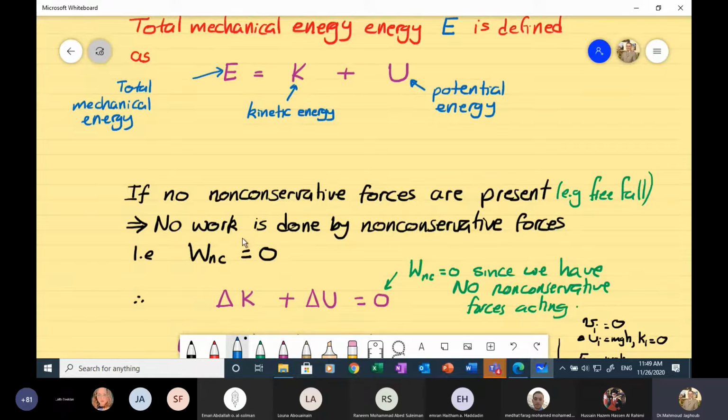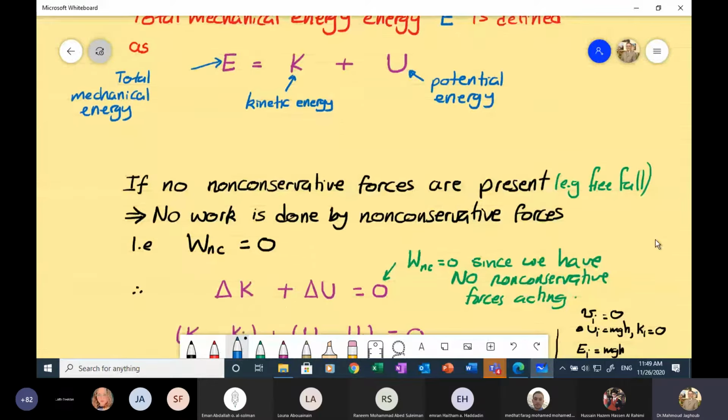We will see this example in a minute. What I care about is that this W non-conservative equals zero. Give me a situation where only conservative forces act. Shall I help you? Gravitational. Yes, what do we call it? Free fall. In free fall, only the force of the weight acts, which is the gravitational force. Is this conservative or non-conservative? It's a conservative force.